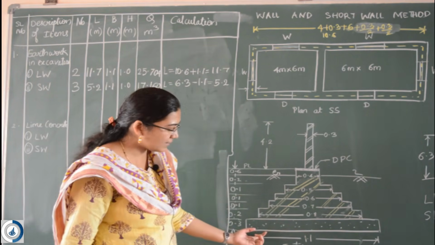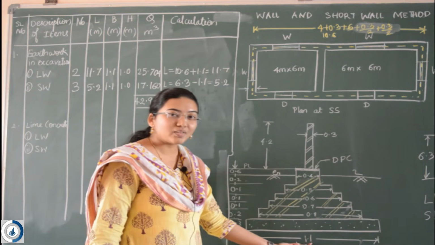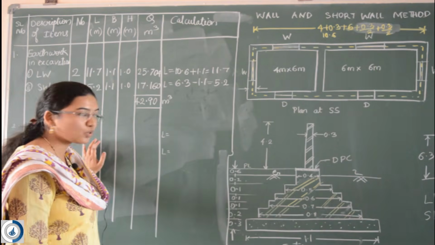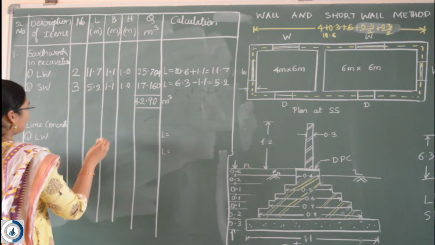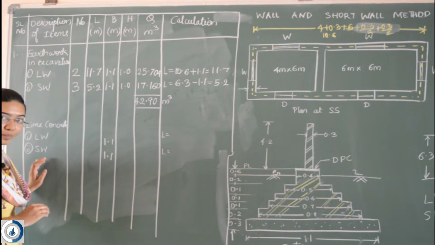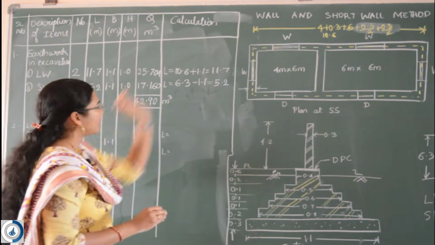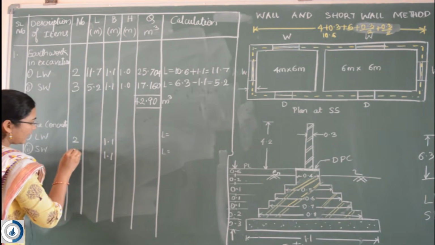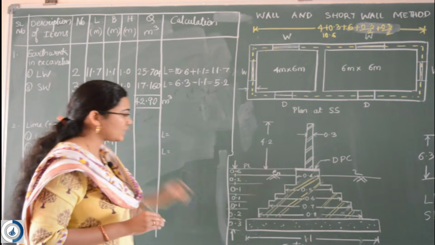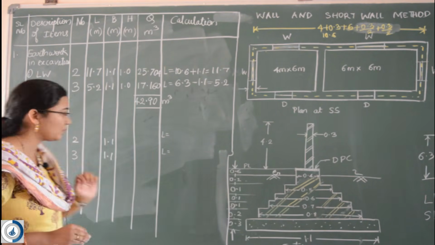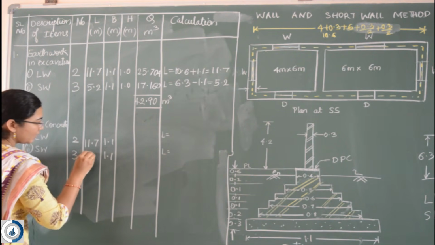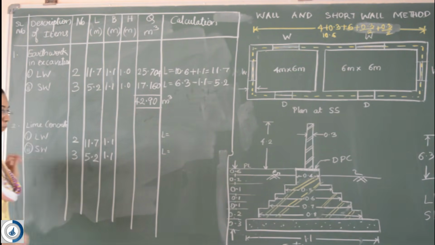To calculate this, the distance given for the excavation is going to remain the same for lime concrete also. So the breadth portion is going to remain the same, 1.1 and 1.1. Then how many long walls are there? There are 2 long walls and there are 3 short walls. As the excavation distance and the lime concrete distance are both the same, your length is going to remain the same, that is 11.7 and 5.2.